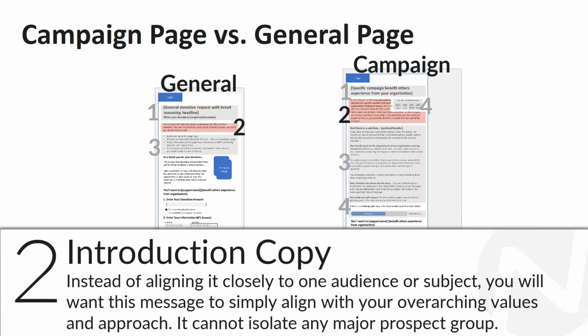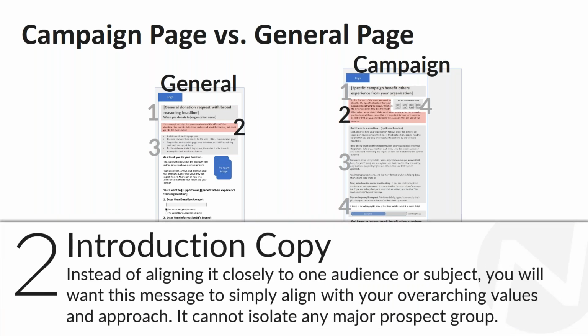Next, your introduction copy, again, don't align it so close to one group. You want it to, again, follow up on what we just said. It cannot isolate any major prospect group.